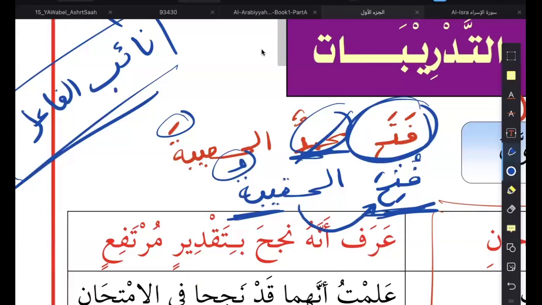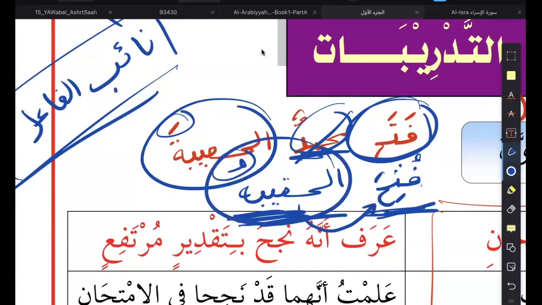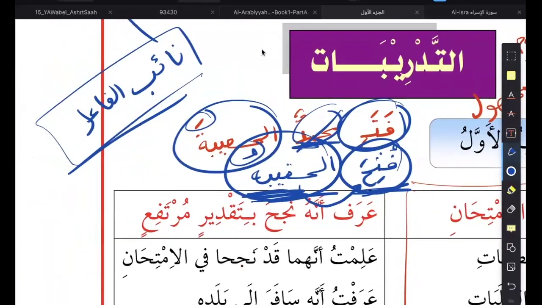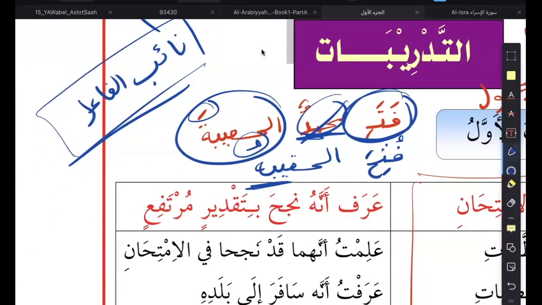But once we made it into passive form, we gave the Haqiba the role of the fa'il. It's not a fa'il, but we gave it the role of fa'il, meaning we gave it a Dhamma. Now we have a problem because it looks like our fa'il is feminine, but our verb is masculine. So what do we do? We just make Fataha into feminine. So we say Futihat. Okay, you understand? We have one more step left, which is Futihat. We have to make this one feminine.